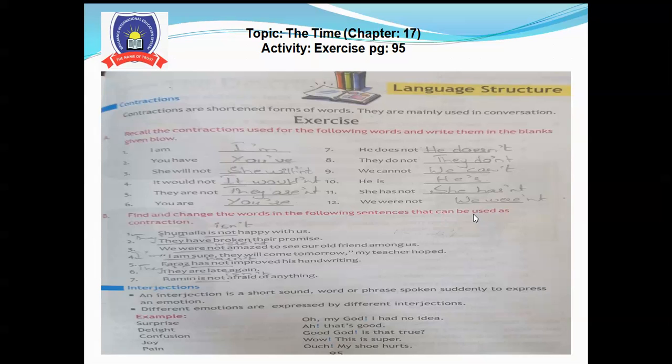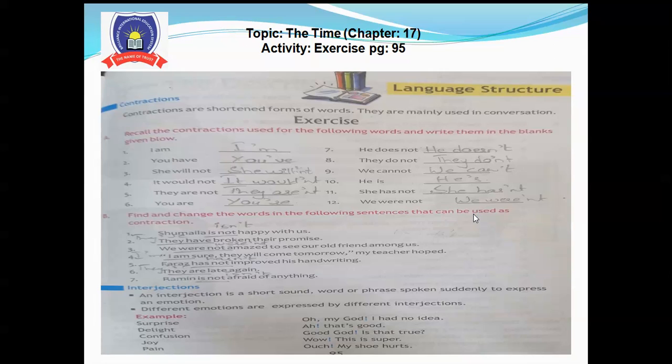Now your next topic is interjection. An interjection is a short sound, word or phrase spoken suddenly to express an emotion. Different emotions are expressed by different interjections. Surprise: Oh my god, I had no idea. Delight: Ah, that's good. Confusion: Good god, is that true? Joy: Wow, this is super. Pain: Ouch, my shoes hurt. These are the different types of expression where you show your emotions. Moving to the next.